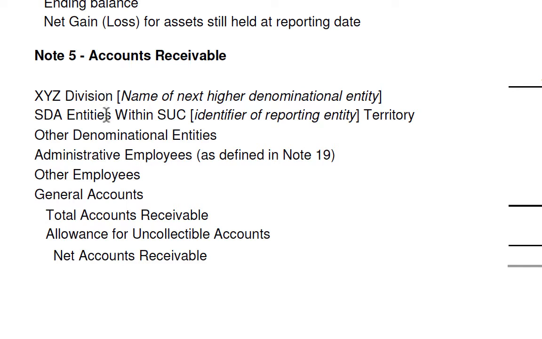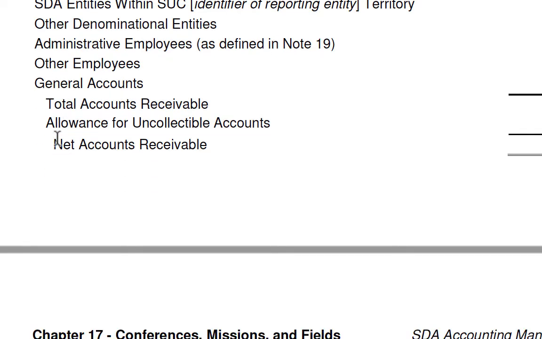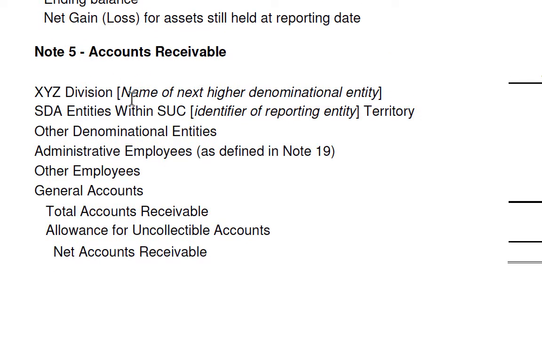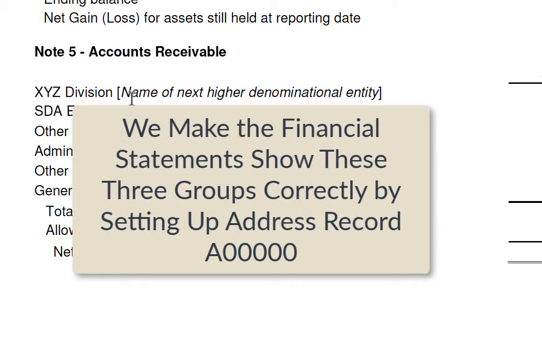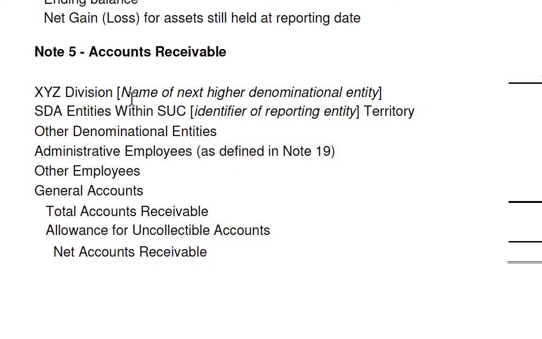So those have to be shown separate, and they are shown separate from other denominational receivables. The other denominational receivables are exactly that. They would be receivables from organizations outside of my division or outside of my union, so to speak. And so that functionality that you see there is accomplished by setting up address record A00000, and you saw the video, or should watch the video on that, and that's the logic behind that.